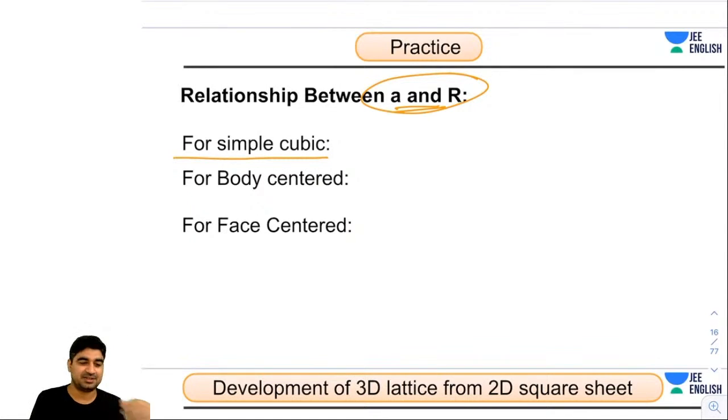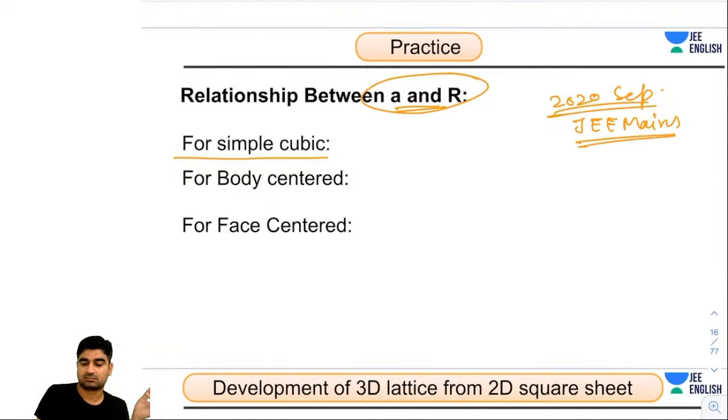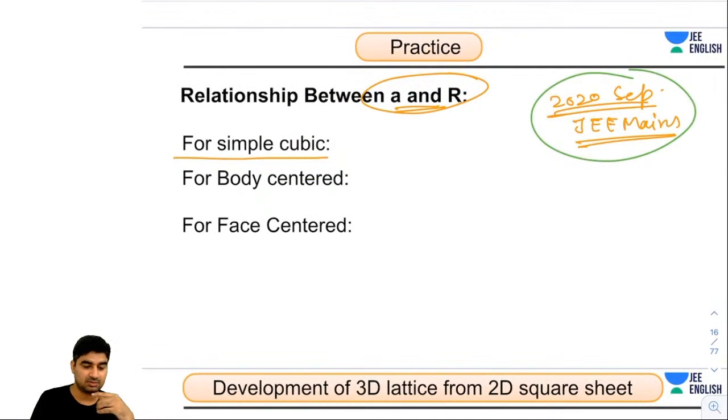Thank you. So guys, now do it. This was the problem in 2020 September JEE Main. Yes, a is equal to 2r. If you are making notes, then you would never stumble over such problems.